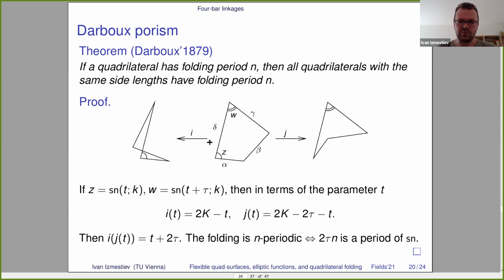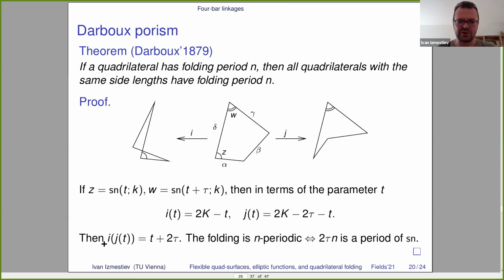Then what does the I folding do in terms of the parameter of the parameterization? The I folding should preserve Z, and the map that does preserve Z is the map that sends T to 2k minus T. It's similar to trigonometry, in fact. If 2k is equal to pi and your sine is the usual sine, then sine of pi minus T is equal to sine T. And elliptic functions have similar periodicity properties. And the J folding preserves W, and therefore it must have this form.